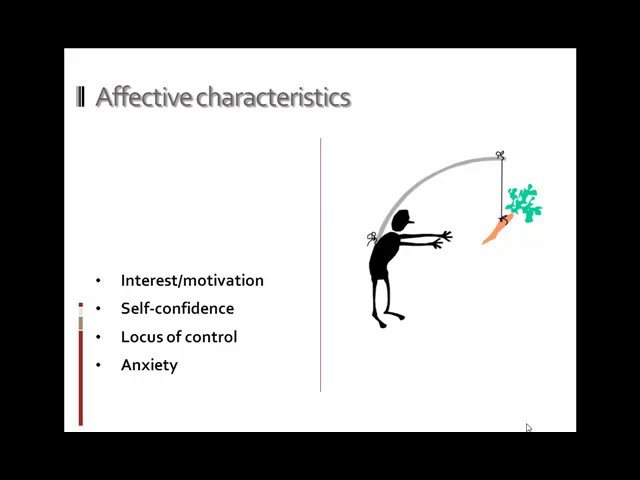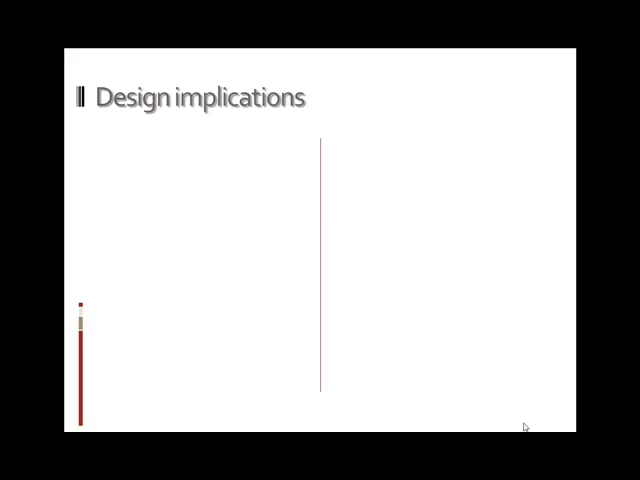Affective characteristics. These include interest and motivation, self-confidence, locus of control, which means does the learner perceive that their situation is one in which they control, or if things that happen to them are largely due to what other people do. Also, anxiety. So depending on how the learners feel about the instruction, you may need to do some things different as far as your training goes.